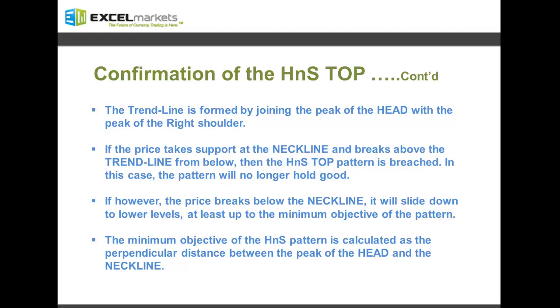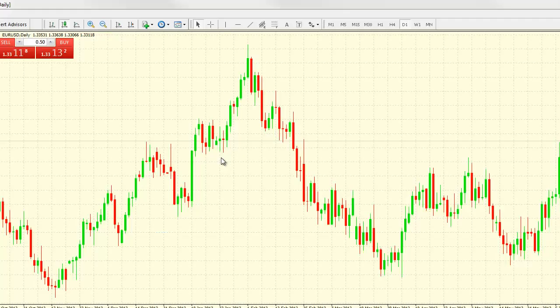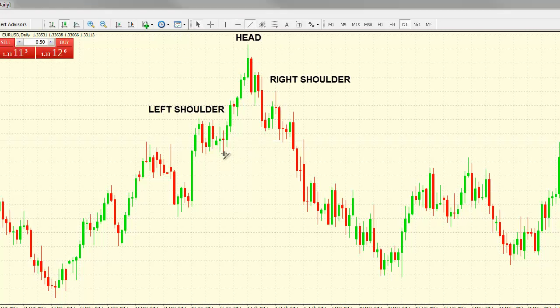Let's understand this through the trading platform itself. Getting back to our head and shoulder top pattern for the euro dollar, we now try to draw the neckline. The neckline is drawn by joining the low of the left shoulder to the low of the right shoulder. The trend line is formed by joining the peak of the head to the peak of the right shoulder. This neckline acts as the support line, while the trend line acts as the resistance.